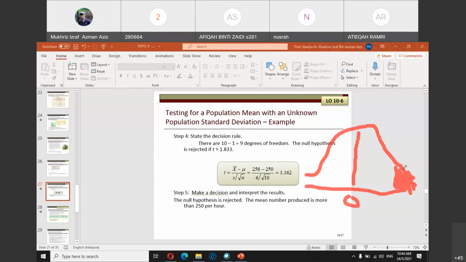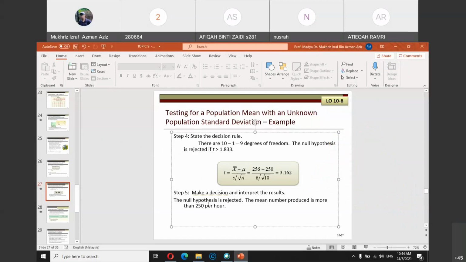Okay, so you need to highlight the area on the right, and then this critical value will be 1.833. Okay, so this is how you show or draw your area of rejection. And then step number 5, again, make your conclusion. This statement is a bit brief, so you need to add one more sentence before.